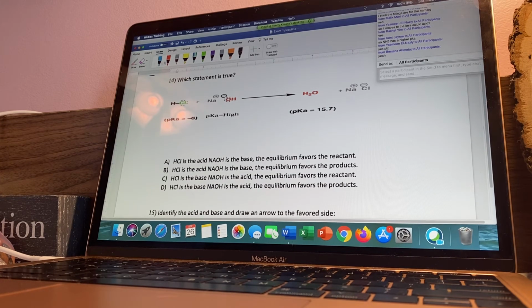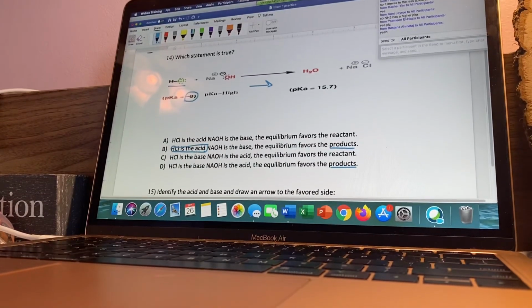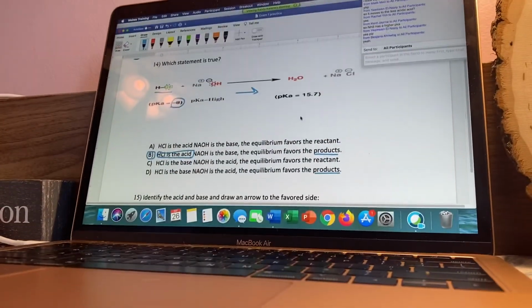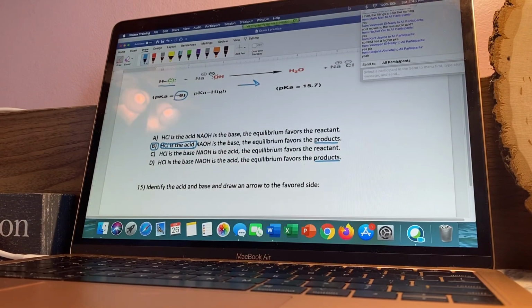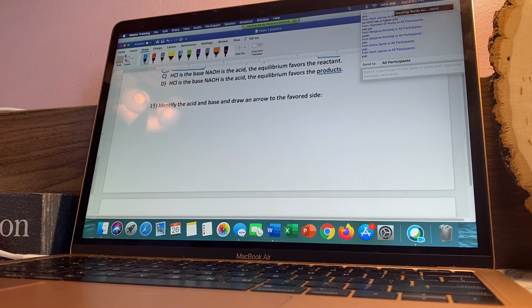So over here, if you want, I can just quickly go over these. If you have something like this, this is a really strong acid right here, the -8 pKa. That's definitely going to favor the right, so it's going to favor products. And then you know that HCl is going to be the acid, because HCl is never going to be a base. So this one's going to be B. Everyone see that? Okay, good? I think it's good. Yeah. So then something like 15.